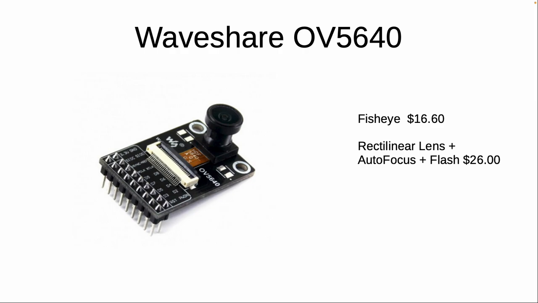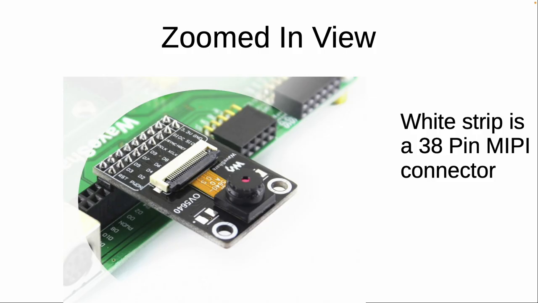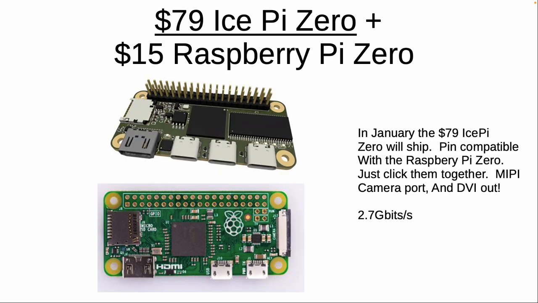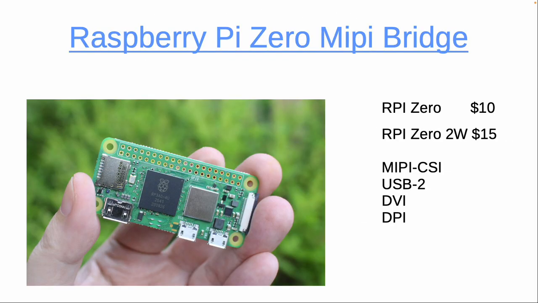$16 for the fisheye lens. No focus is required at runtime. The rectilinear lenses do require autofocus, and so they're more expensive, running at $26. Here's a zoomed in view. In January, you should see the $79 iSpy Zero coming out. It's got the Raspberry Pi form factor, so you can just plug a Raspberry Pi Zero into it, click them into place, and then you can use Raspberry Pi parallel imaging out. At 90 Hertz, you should be able to do 1.5 pixel image using the Raspberry Pi Zero as a MIPI bridge.